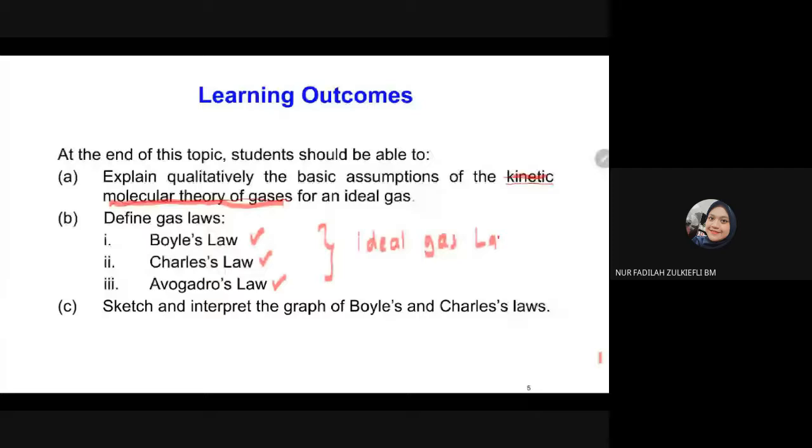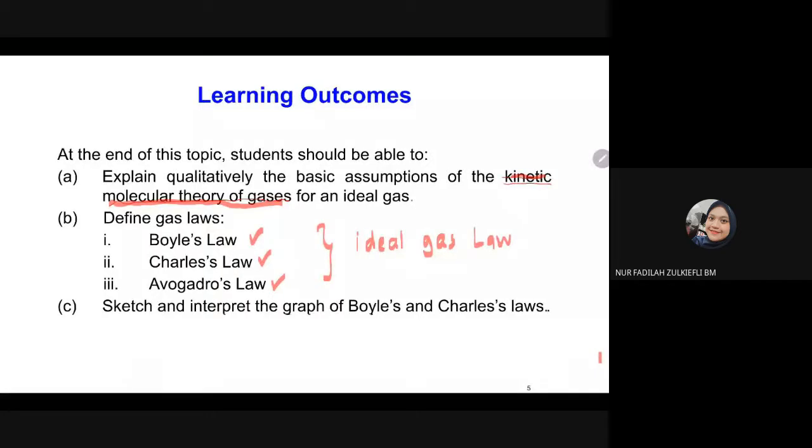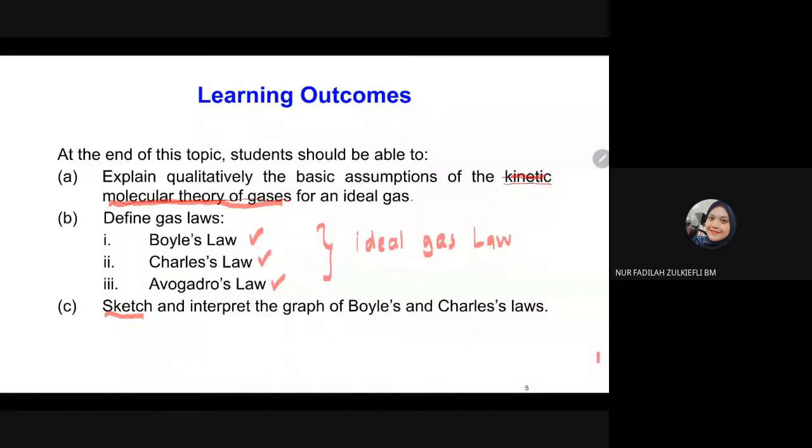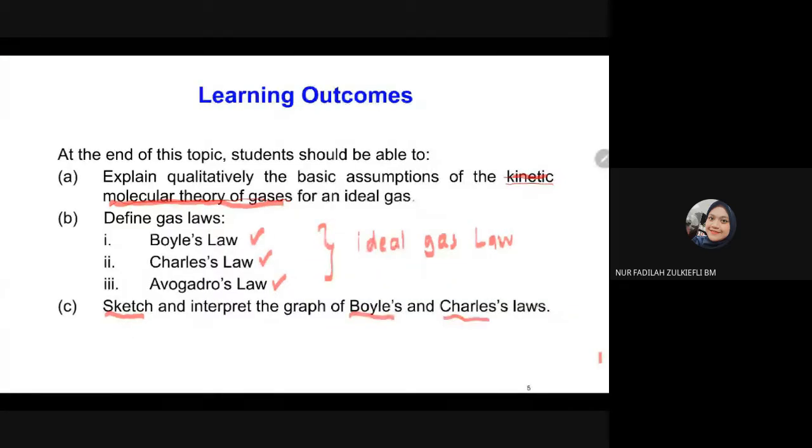So kita akan go through one by one, and then after that, selain you have to know the definition of three laws, kena tahu sketch. Kalau soalan objektif tak sketch lah kan, but you have to know the shapes of each gas law.